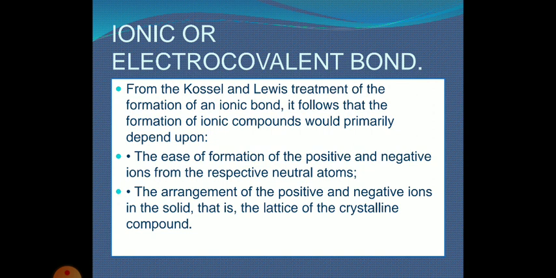Students, from Kossel's and Lewis's treatment of the formation of an ionic bond, it follows that the formation of ionic compounds primarily depends upon two factors: the ease of formation of the positive and negative ions from the respective neutral atoms, and the arrangement of positive and negative ions in the solid, that is the lattice of the crystalline compound.